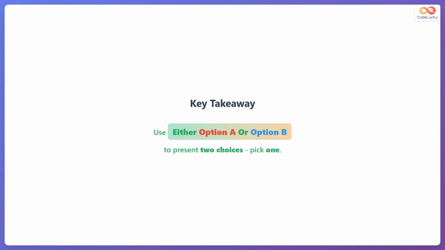Remember the key takeaway. Use either option A or option B to present exactly two choices. Someone picks only one from the two options given. Practice this structure for clear choices in your English sentences.